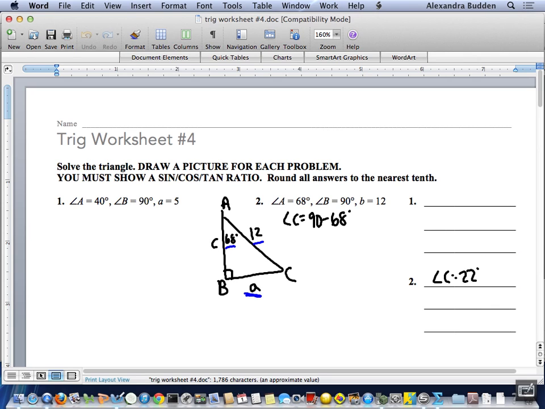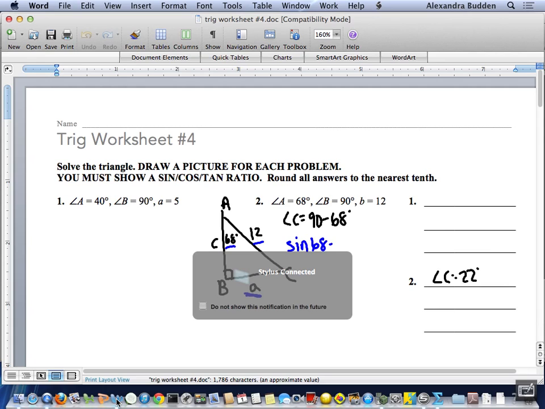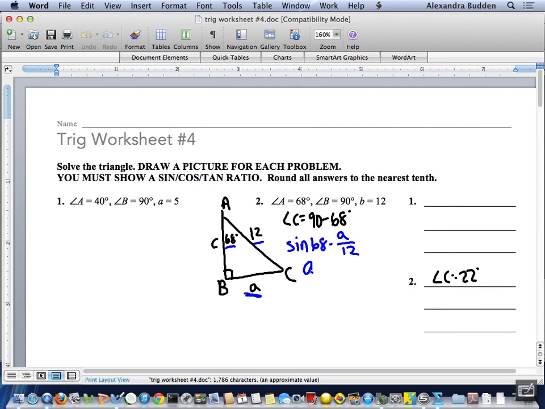Sorry, I'm having a little technical difficulties, but you should have had sine of 68 is equal to A divided by 12. So I get A to be equal to 12 multiplied by sine of 68. So A ends up being 11.13.